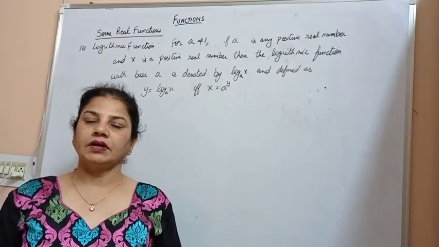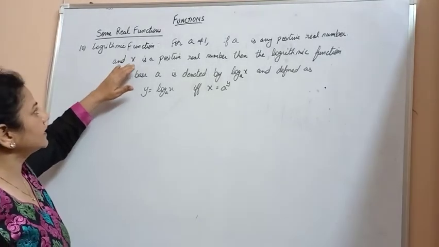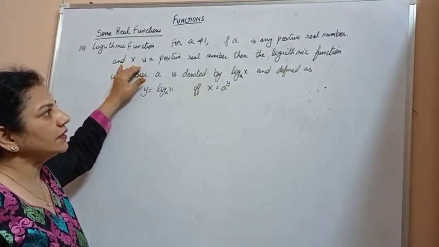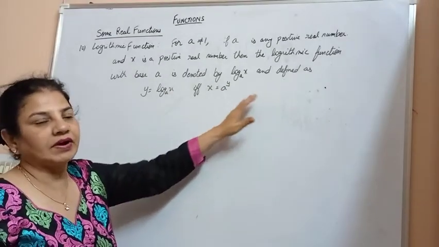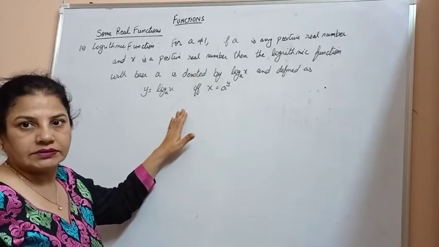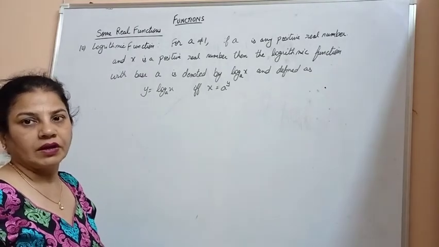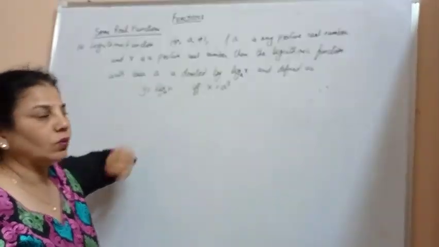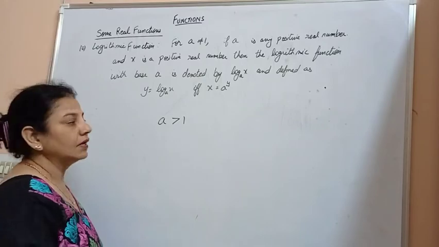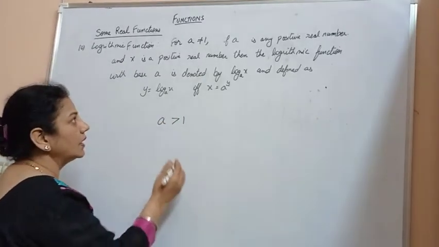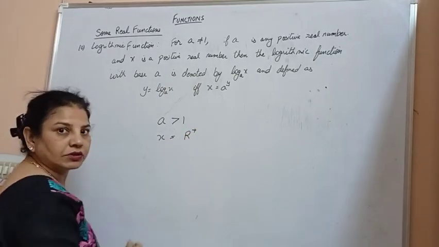Logarithmic function. If a is not equal to 0, a being any real number, and x is also a positive real number, then the logarithm function with base a is denoted as log base a of x, and it is defined as y equal to log base a of x if and only if x is equal to a to the power y. Now here we have a not equal to 1. That means in this case a is greater than 1, because a is any positive real number. And x is any positive real number.